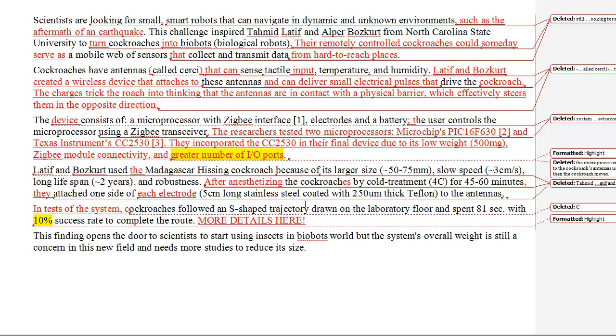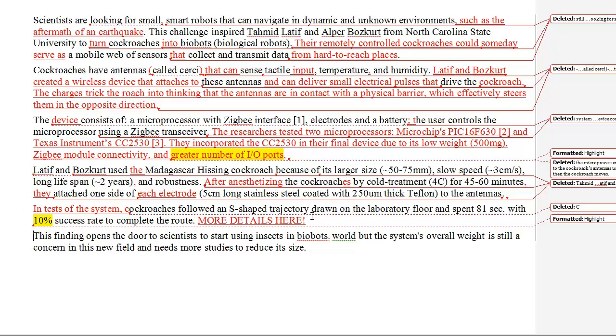And then this last sentence will lead into the concluding paragraph. So this finding opens the door to scientists to start using insects and biobots. And there's a little bit of grammatical error here in biobots. I might just cut it there, and then it's a new thought that the system's weight is still a problem. So this one I thought needed a little bit more setup, because I'm not sure why the weight is still a problem. It seems like a cockroach is pretty small, they have a pretty small device, so why is the weight still a problem? So I feel like we need a little bit more detail about that.